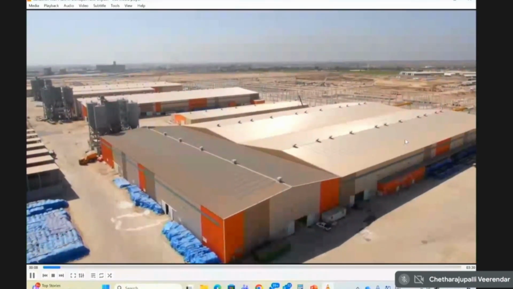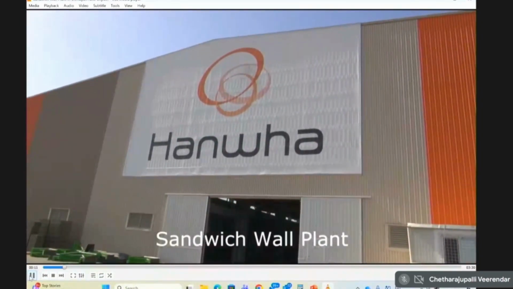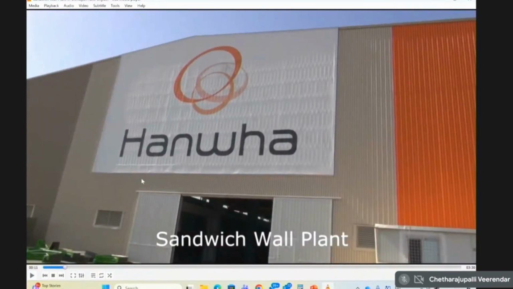I wanted to bring it to your attention that in India, we do not use any sandwich wall, but in the Middle East and European countries, sandwich wall is very extensively used. What do you mean by the sandwich wall?